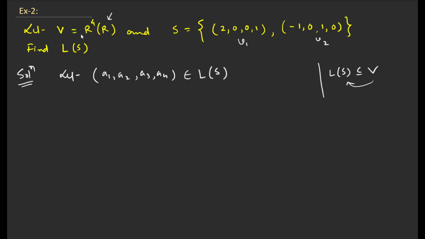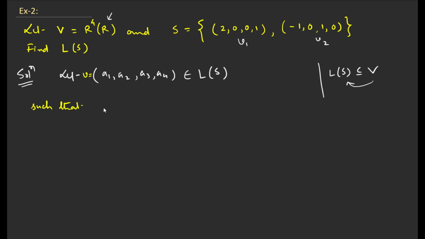Now when this particular element belongs to L of S, A1, A2, A3, A4, suppose this element is V. Now if V belongs to L of S, that means V must be a linear combination of elements of S. So first, like the last problem, we will suppose that we can express it, then we find the values of the constants.